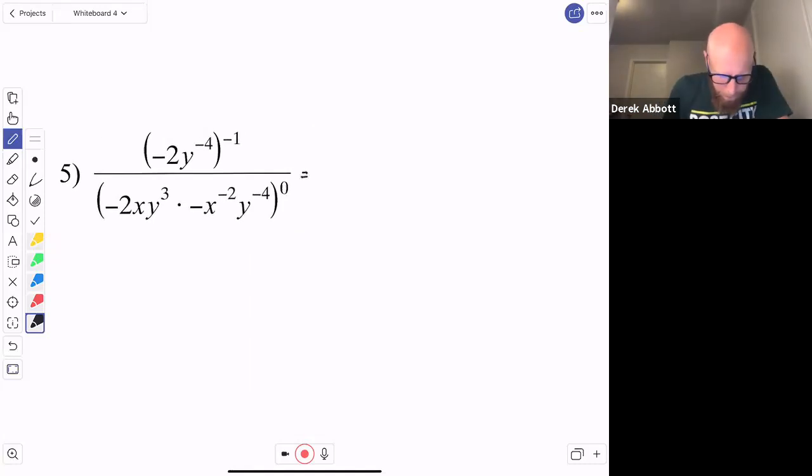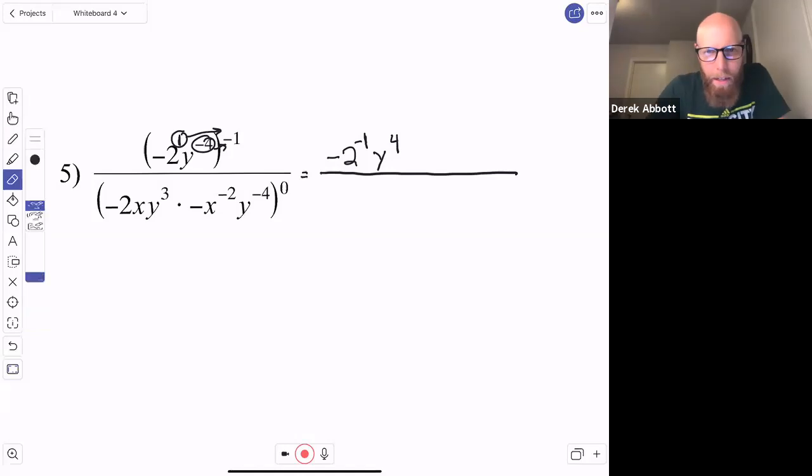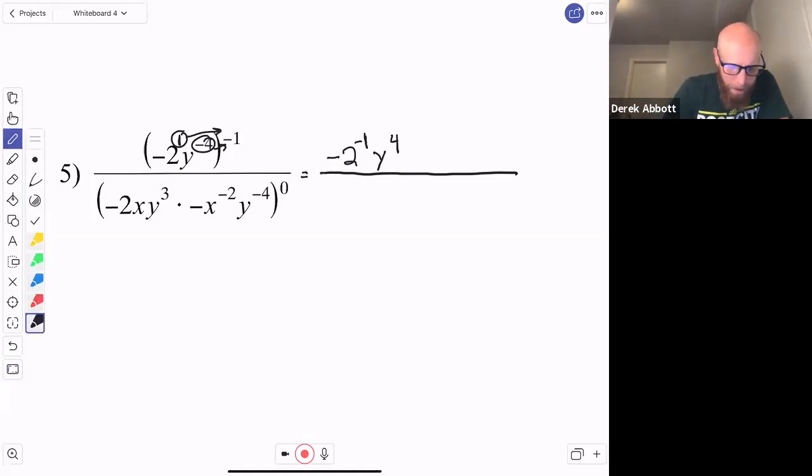Let's do this. So the first one on the top, so I'm going to draw my line here and just think about the top. So I got (-2y^-4)^-1. Okay, so remember, even a number gets an exponent, right? So now I see power to a power because I only see 2 bases in there, nothing to clean up on the inside. So let's go ahead and do power to a power, power to a power. So I'm going to get (-2)^-1. Okay, and then I'm going to get y to the 4th power, because -4 times -1 is a +4. Look at that. We just cleaned up the top.